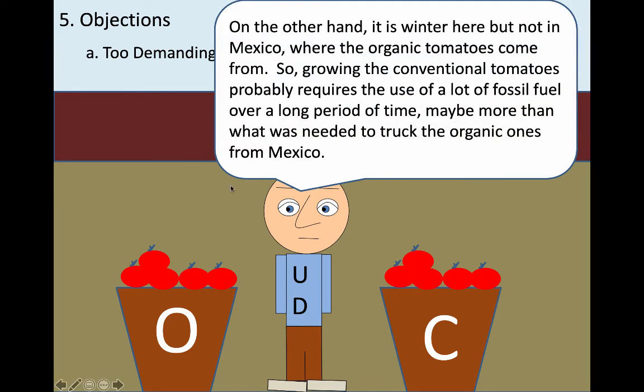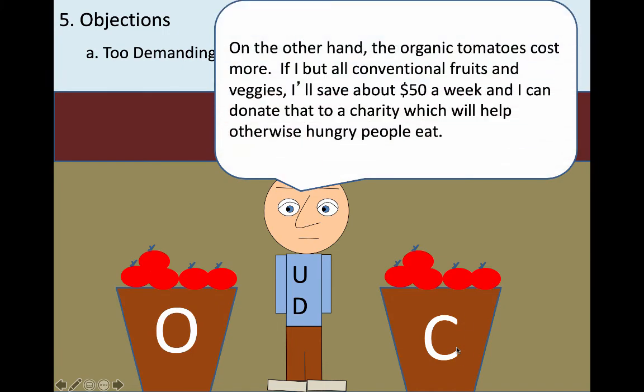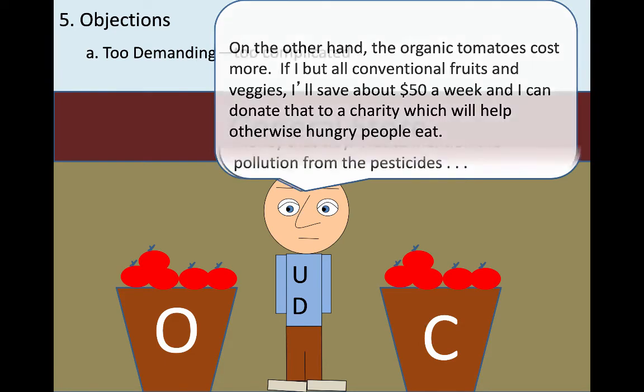On the other hand, it's winter here, but not in Mexico, where organic tomatoes come from, and maybe the total fuel consumed in growing those organic tomatoes and getting them to me is actually less than the total fuel consumed in growing these conventional tomatoes grown nearby and getting them to me, because it takes so much fuel to run the greenhouses. On the other hand, the organic tomatoes cost quite a bit more, and if I buy all conventional fruits and veggies over here, I'm going to save about $50 a week, which I could donate to people or use for some political cause that I think is good or whatever.